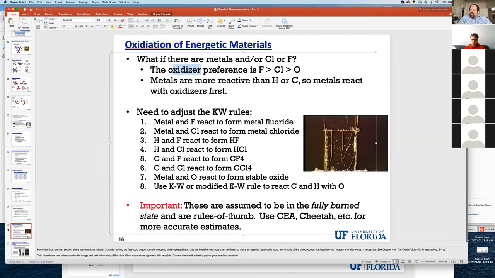And so you need to apply an oxidizer preference. Fluorine is the most reactive oxidizer, chlorine is in second place, and oxygen is in third place. So you basically react with all the available fluorine atoms first. Then after all the fluorine is consumed, you would react with all the available chlorine. Then after that's consumed, you would react with all the available oxygen. And if you have metals, such as aluminum, which is a classic ingredient used in a lot of rocket fuels, metals are way more reactive than either hydrogen or carbon by far. So basically the preference is that the metals react with the oxidizers first.